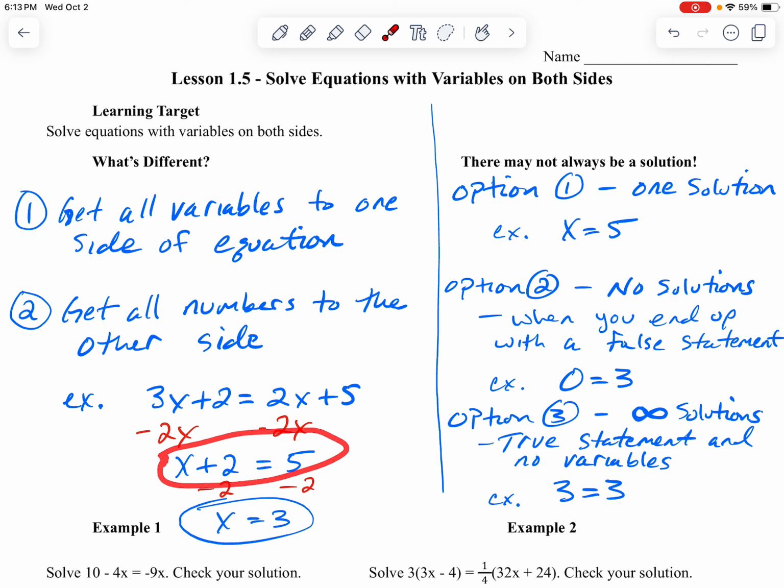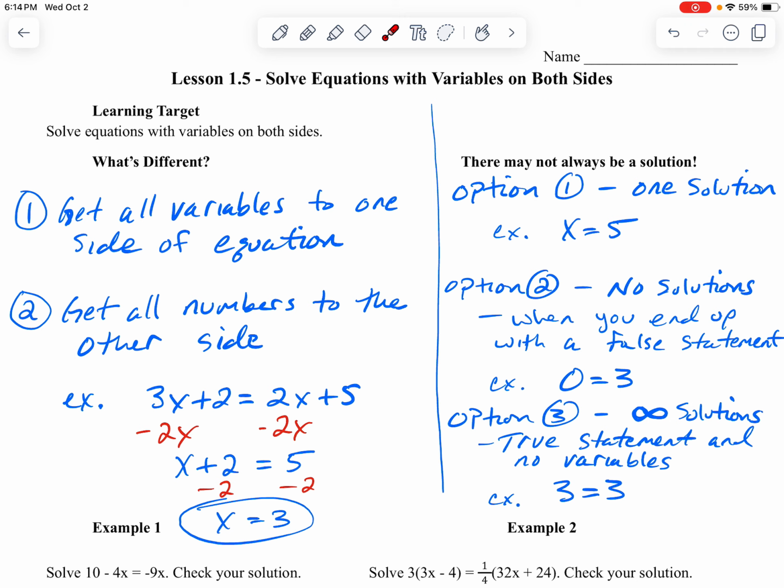After we've done that, we end up with just our basic one-step equation, x plus 2. So to get x all by itself, we're going to do the opposite. We're going to subtract 2 from both sides, and we find that x equals 3. So again, really similar, we're just adding one little step. We still need to combine like terms when we can. We still want to look for the opportunity to distribute. We're just adding one little thing.